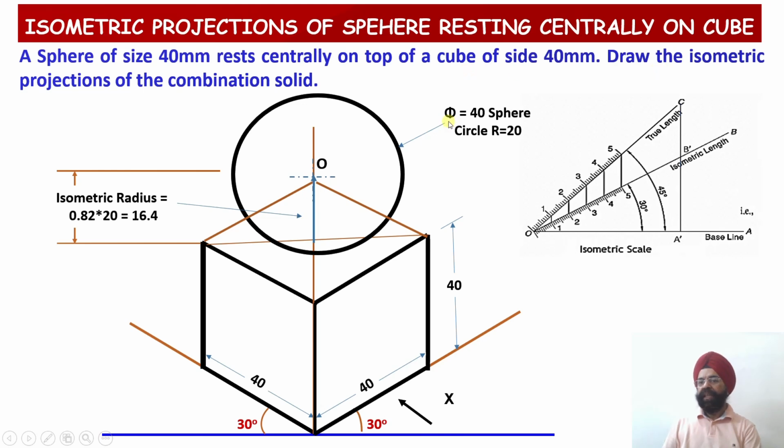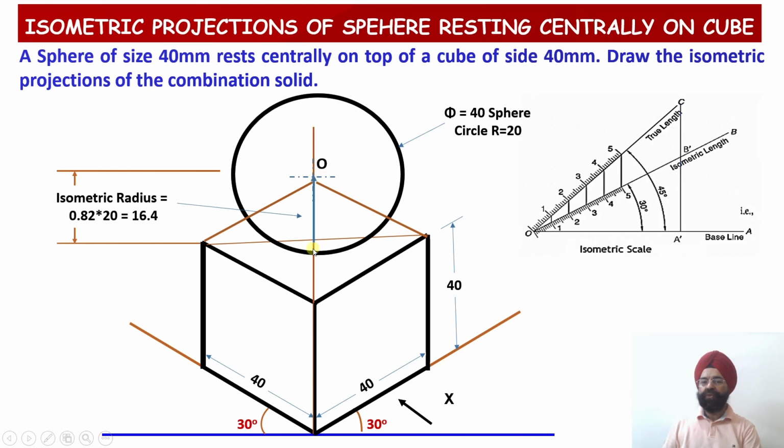So you can see the diameter we have drawn as phi equal to 40 millimeter. That is, the sphere circle is going to be of radius 20 millimeter. So always for a sphere, we have to take this radius to be isometric while locating the center. And once the center is located, now you open the actual radius.